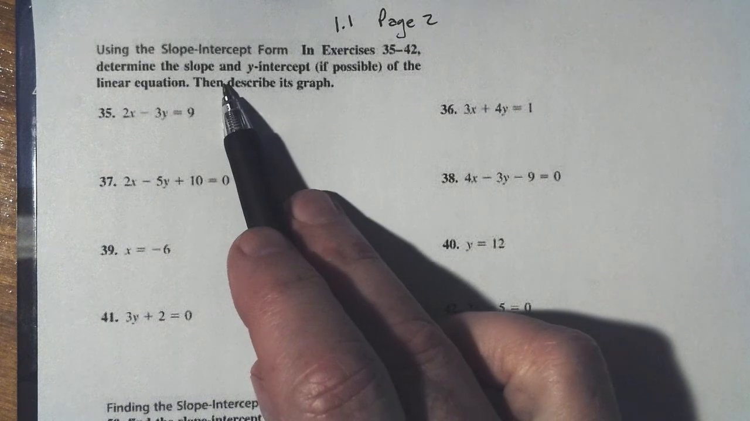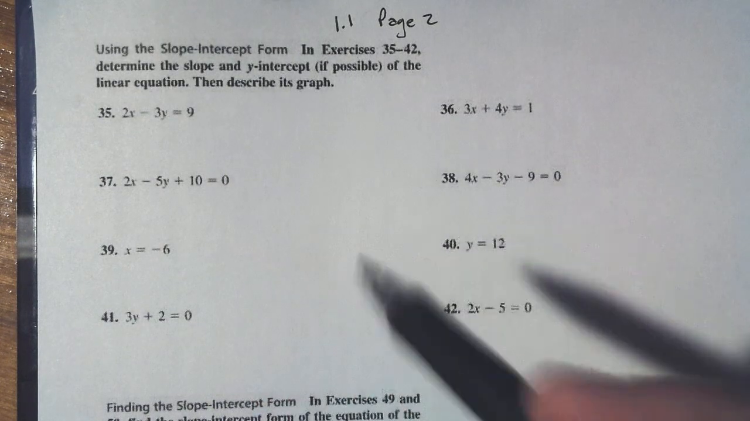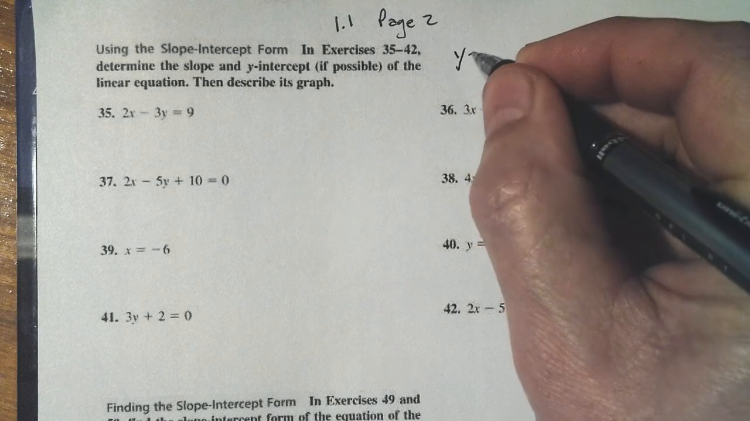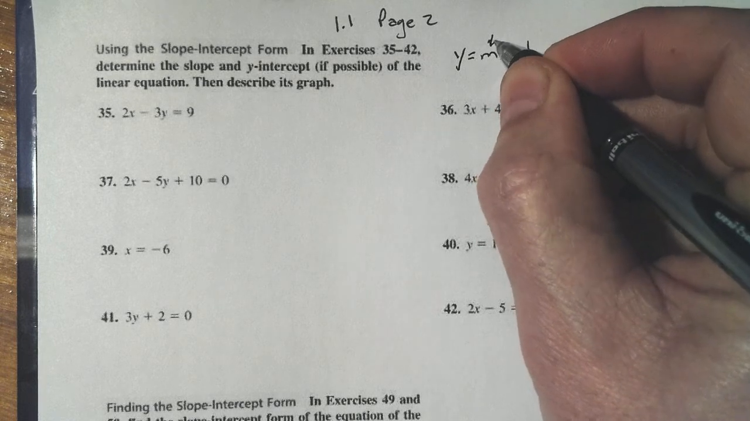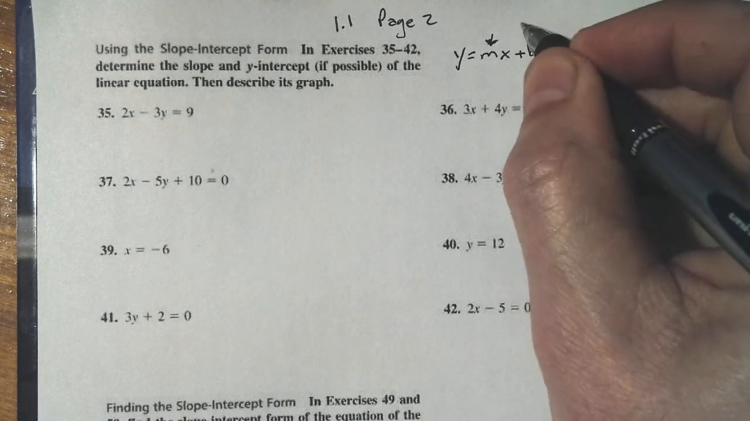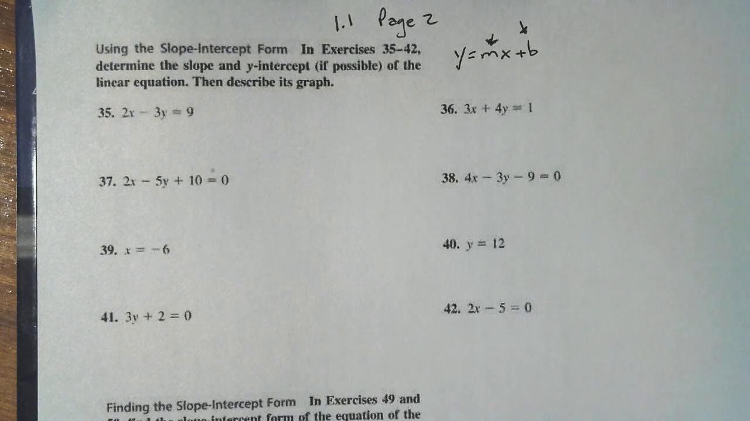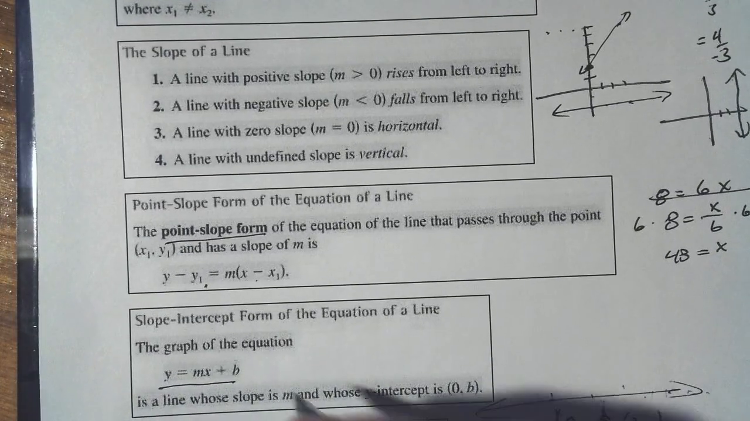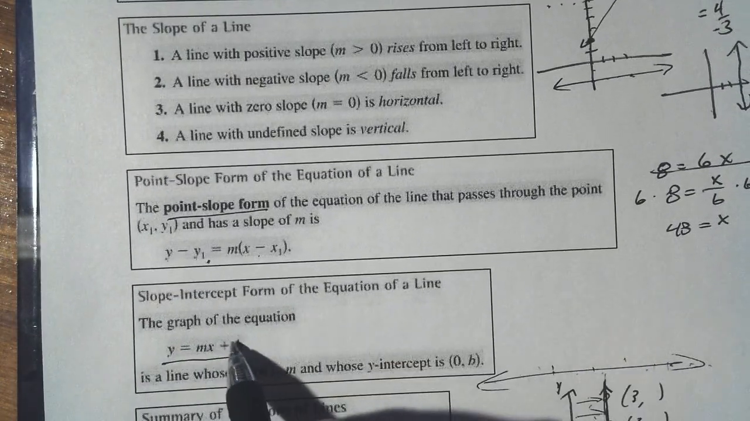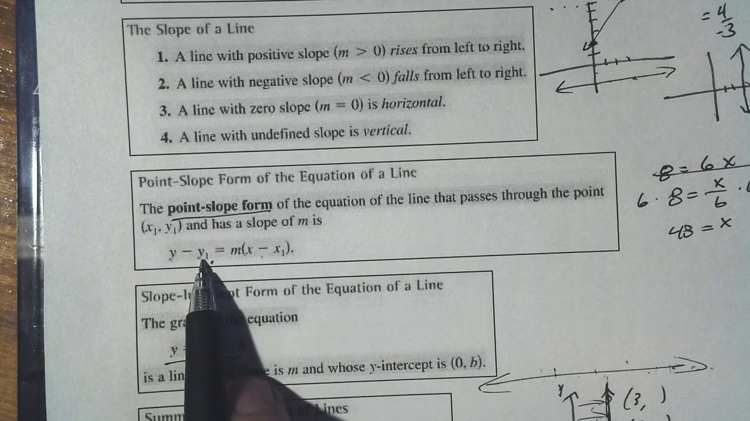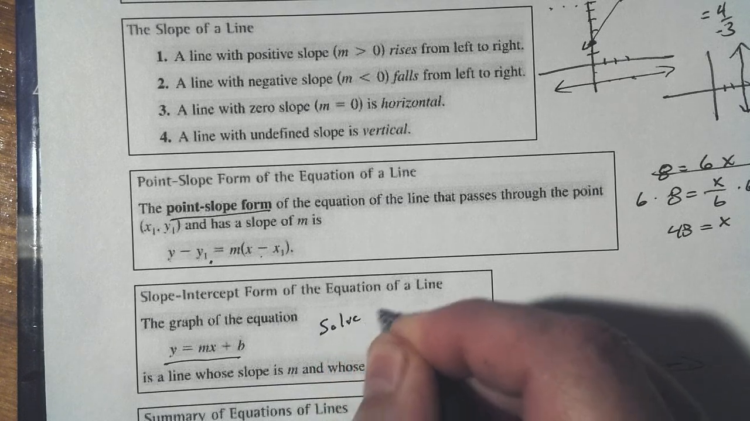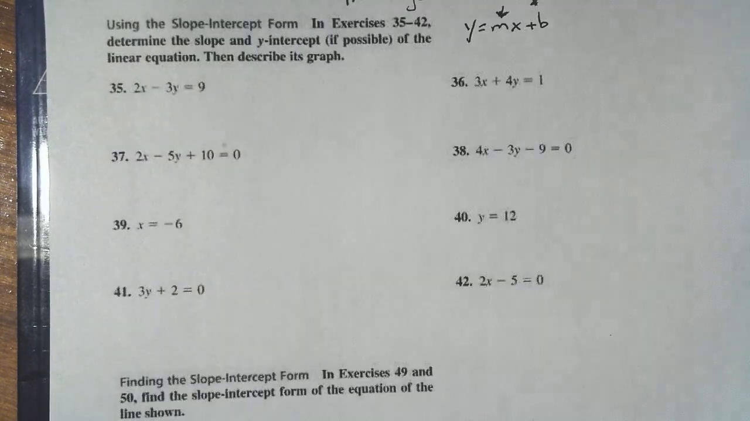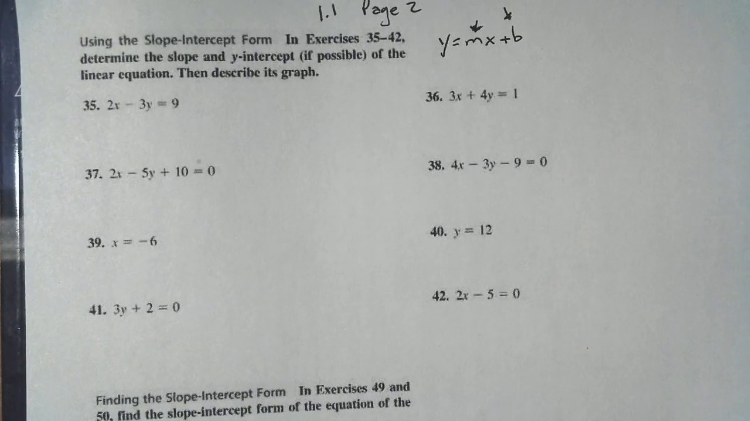35 through 42, determine the slope and y-intercept. Well, slope and y-intercept makes me think y equals mx plus b, because there's our slope and there's our y-intercept. So another way to think of slope-intercept form is that algebraically I need to solve for y. So if you want slope-intercept form and you have an equation, you just solve it for y.